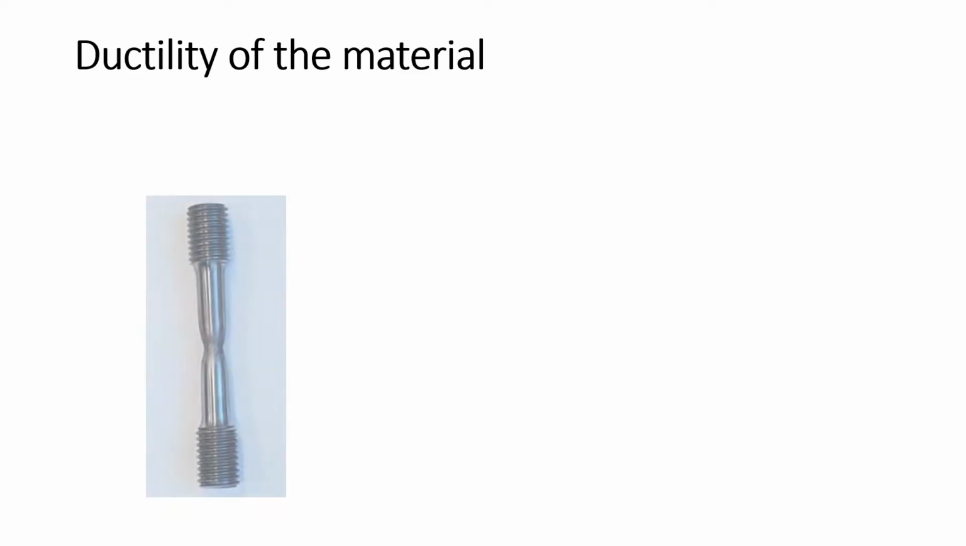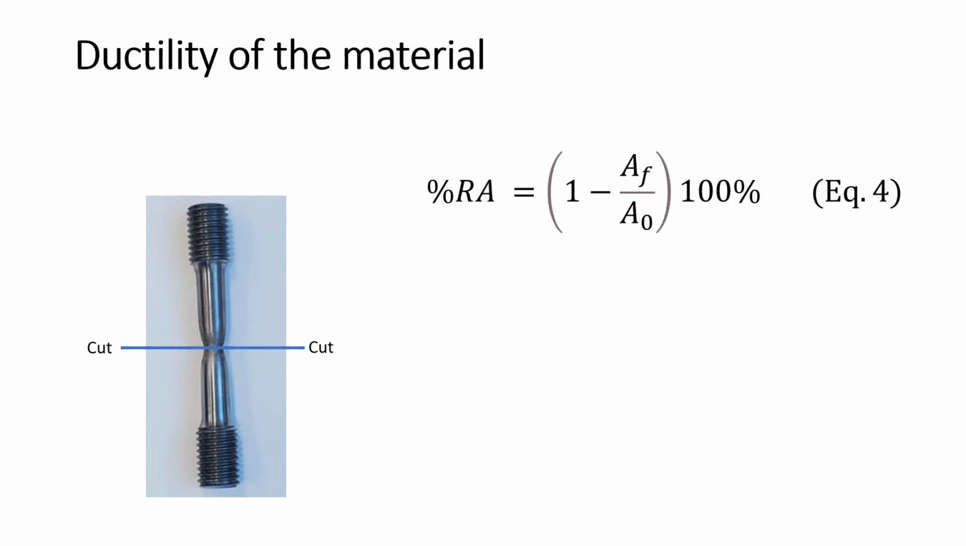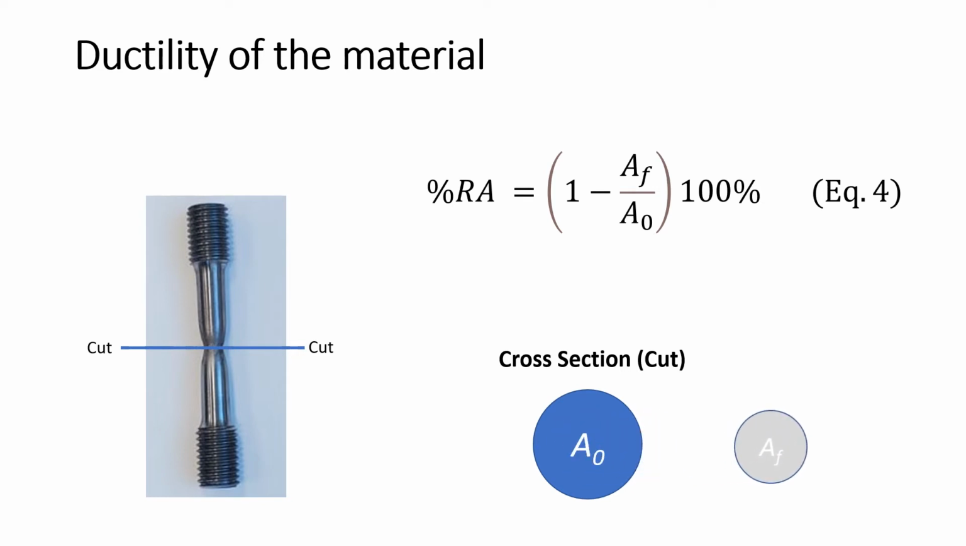For describing the material behavior, we measure the ductility. As a measure of the ductility of the material, the percentage of area reduction at the fracture region is used, as shown in the equation, where AF is the cross-sectional area of the fracture region, or neck, and A0 is the initial cross-sectional area of the sample.